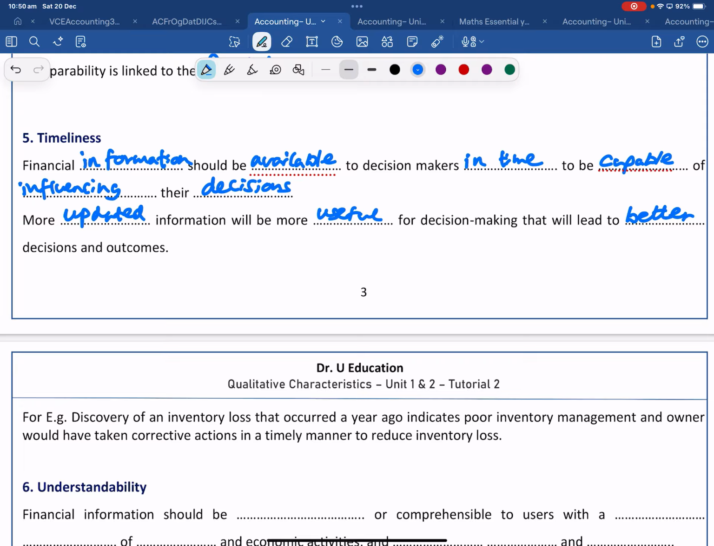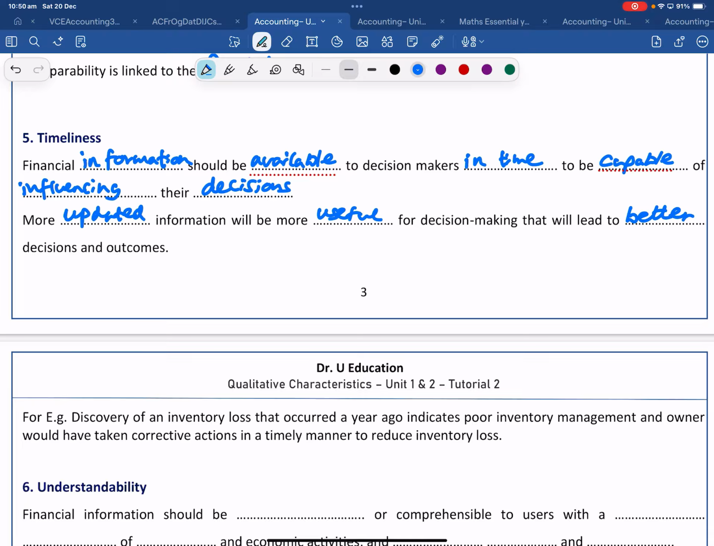Okay. All right, guys. Then, does this make sense? What does it say? Financial information should be available or should be provided to users or decision makers in time.